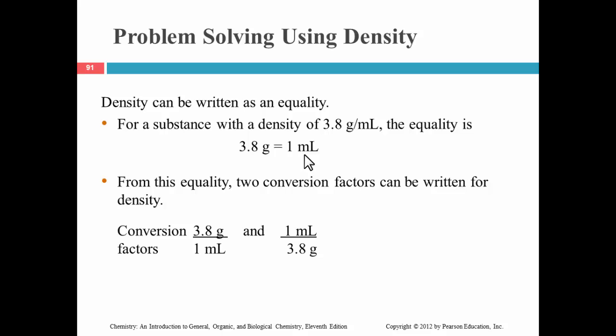Remember in the previous video, we learned about problem solving. Density can actually be written as an equality and used to solve problems. For example, for a substance with a density of 3.8 grams per milliliter, an equality can be written showing that 3.8 grams of that substance is equal to 1 milliliter of that substance. And from equalities, we know that we can write two different conversion factors. So here, 3.8 grams per milliliter and 1 milliliter per 3.8 grams.